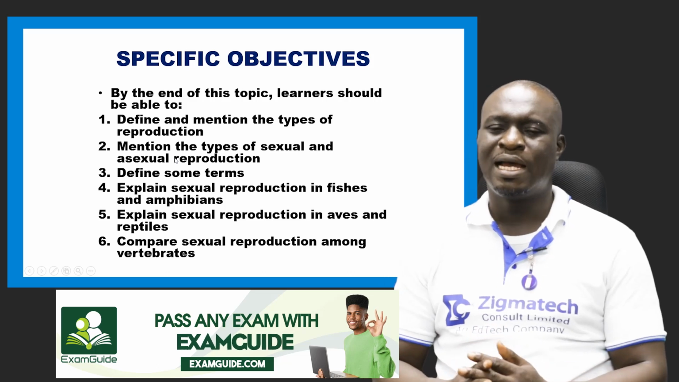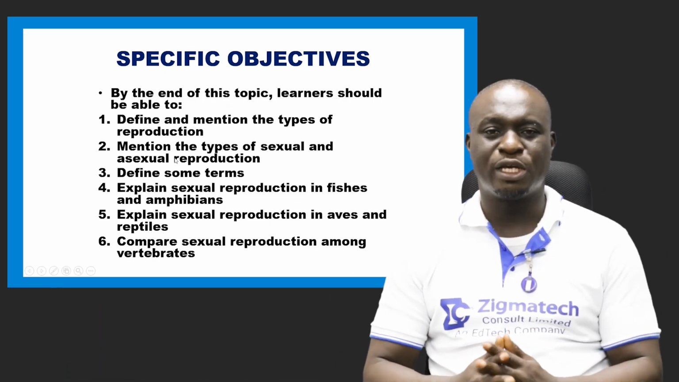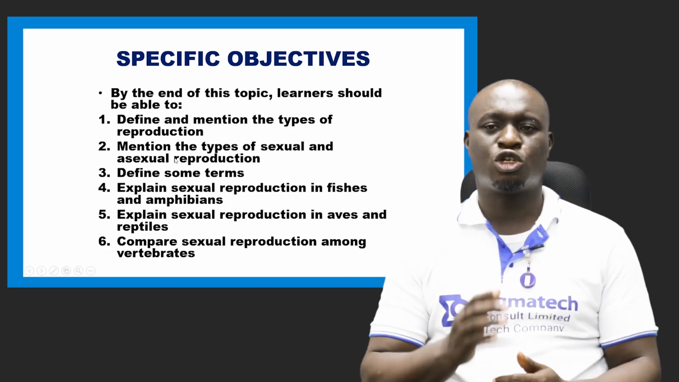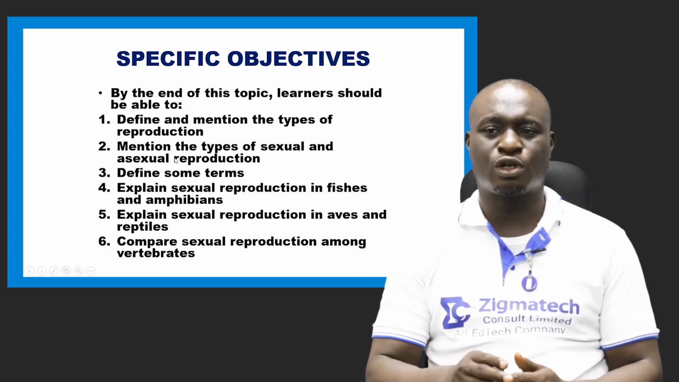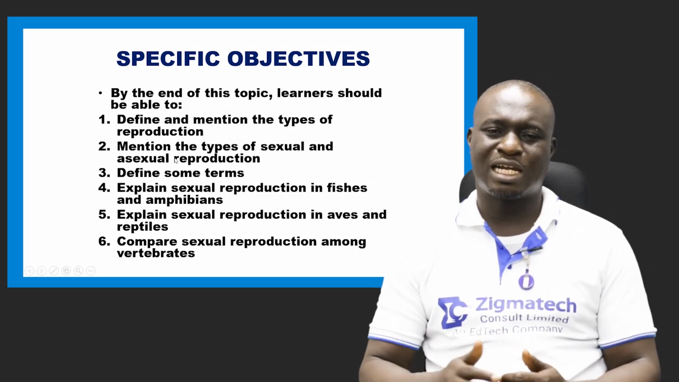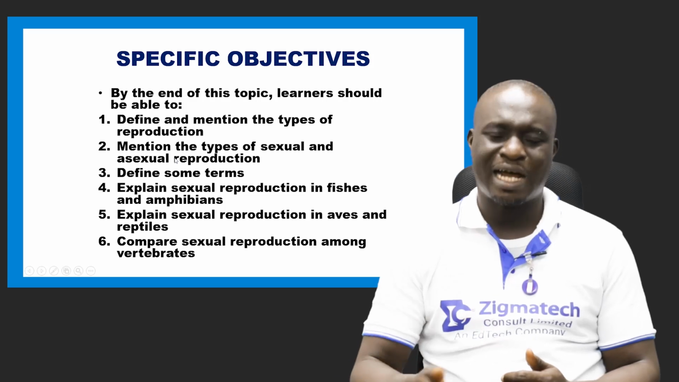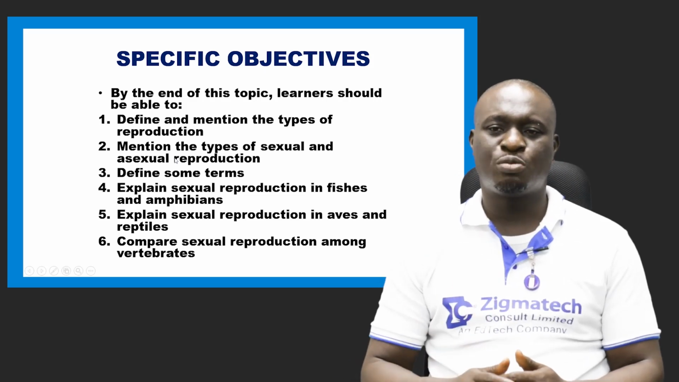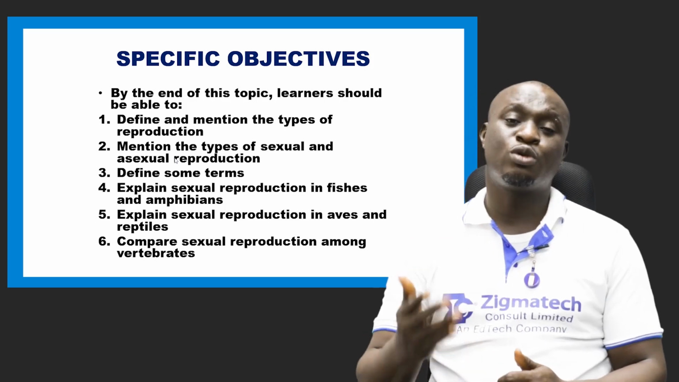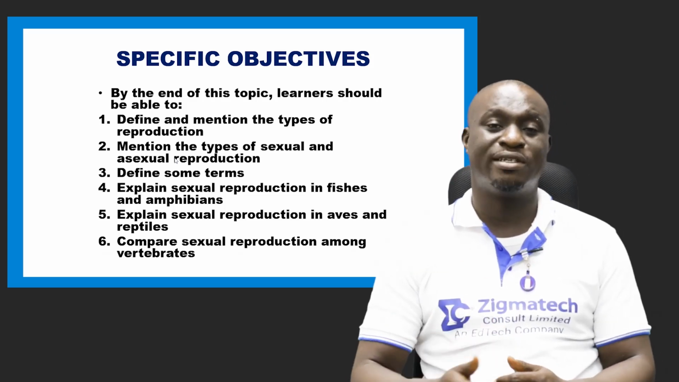The first one is that by the end of this class, you should be able to define and mention the types of reproduction. You should also be able to mention the types of sexual and asexual reproduction. Each of these types of reproduction also has different types. And number 3, you should be able to mention and define some terms. We're going to be looking at those terms and see how you can define them.